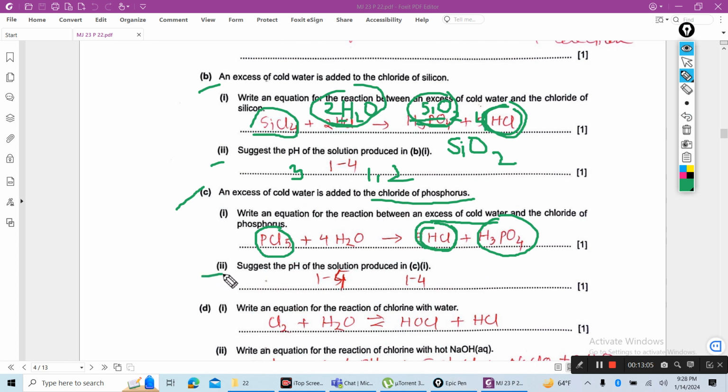So next, number 2, suggest the pH of this solution. Hydrochloric acid is a strong acid, so the pH will be 1 to 4. You can write 2 or 3 or 1 or 4, any value you can write, you get the mark.